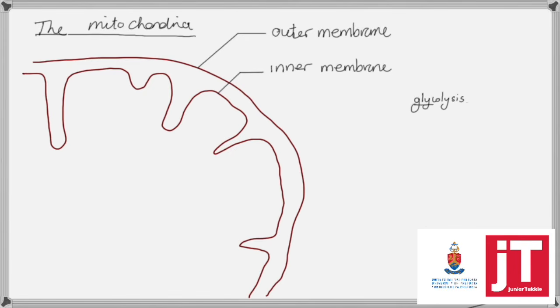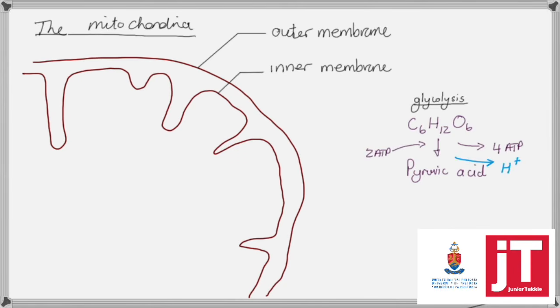We know that glycolysis is the first chemical process of cellular respiration, and that's where we have the glucose broken down into our 2 pyruvic acid molecules. We're going to release 4 ATPs, we're going to require 2 ATPs, and this is going to leave us with a net of 2 ATPs after glycolysis takes place.